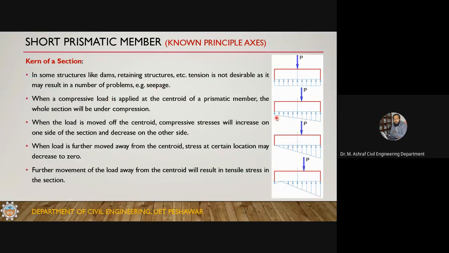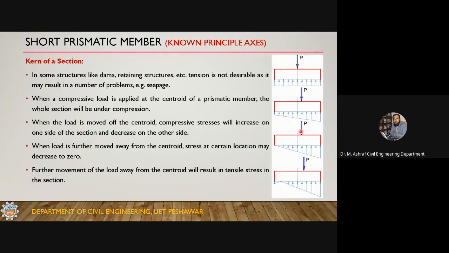So we want to keep the load within a certain limit around the centroid. If the load is at the centroid, there's no tension, and the stresses are uniform. We don't want to move the load away from this position. We want to keep it near the centroid. This is the final position where the stress at this point is zero. If we move it further, then there is a chance of tension.